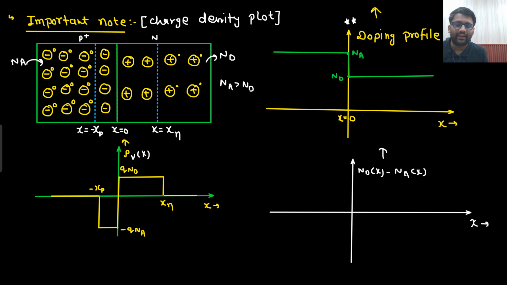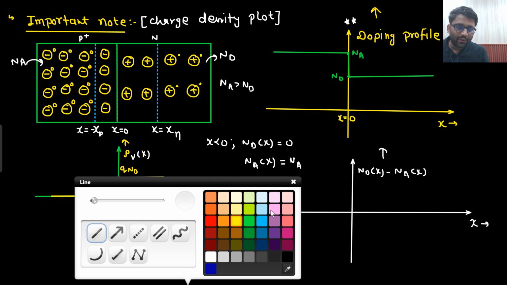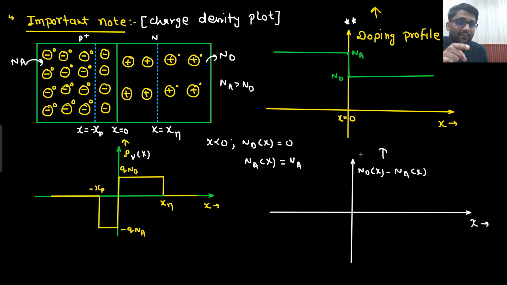Let's just say for this particular profile, if I draw Ndx minus Nax, what kind of result will I be getting? For x less than 0, is there any donor atom? No, only acceptor atoms are doped. So for x less than 0, Ndx is 0 and Nax is equal to Na only. That means for x less than 0, Ndx minus Nax would be equal to 0 minus Na, which is minus Na. What do you understand from here? I understand that for x less than 0, acceptor atoms are doped.